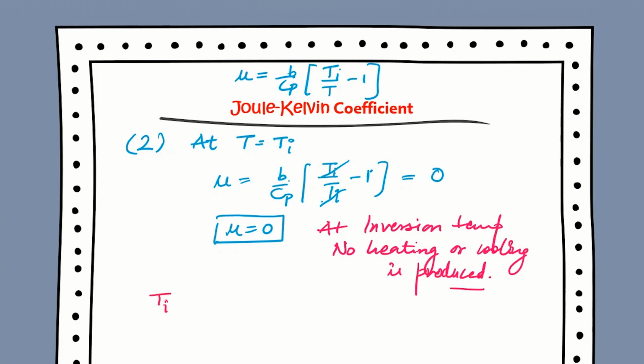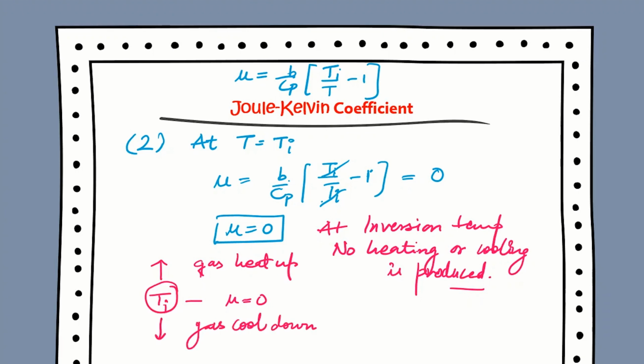So this is the temperature inversion. At this point our mu is 0. As we go above this temperature, our gas will heat up. As we go below this, the gas will cool down. These are the cases for the real gas. We have completed the whole topic of the Joule-Kelvin coefficient.